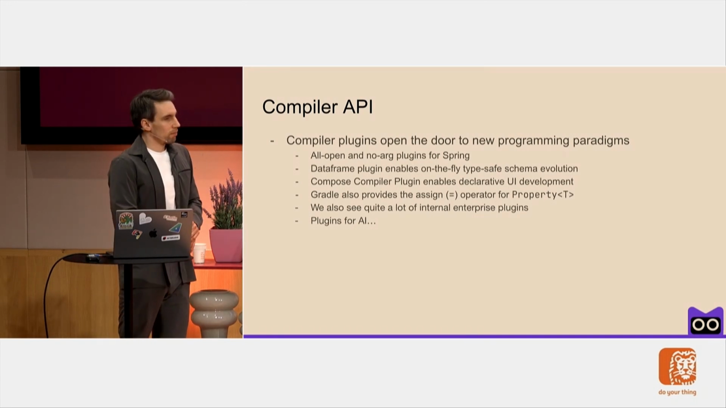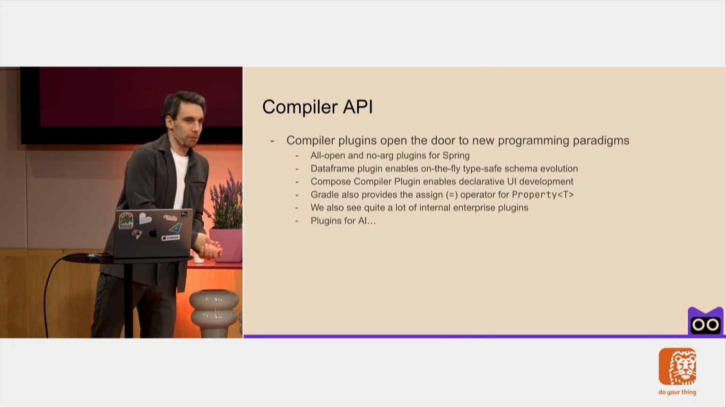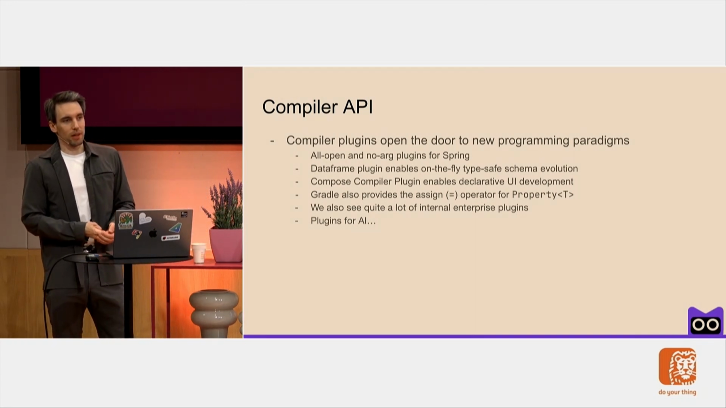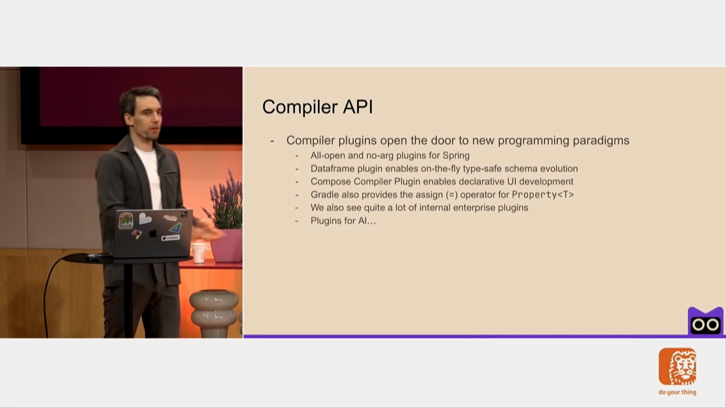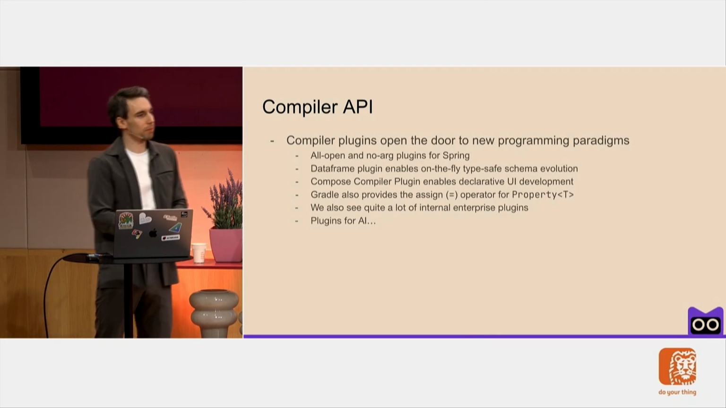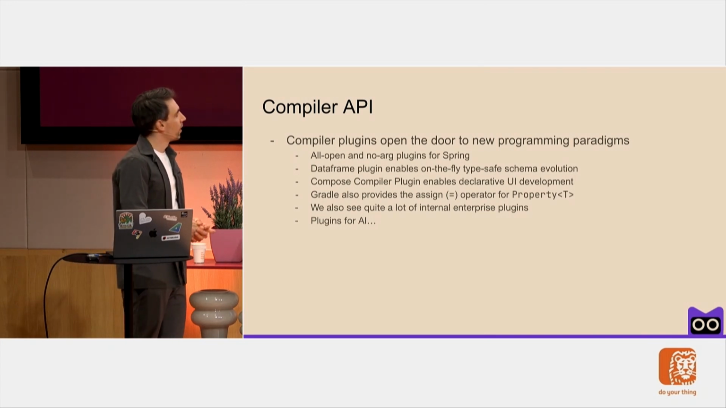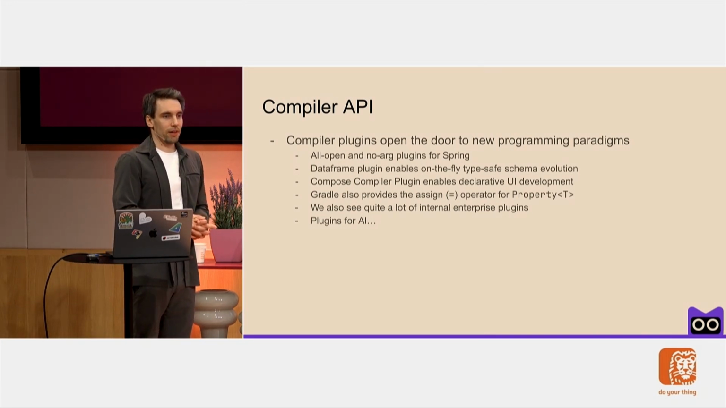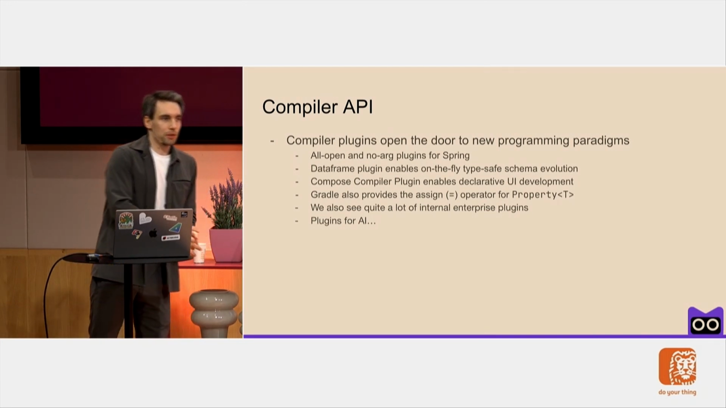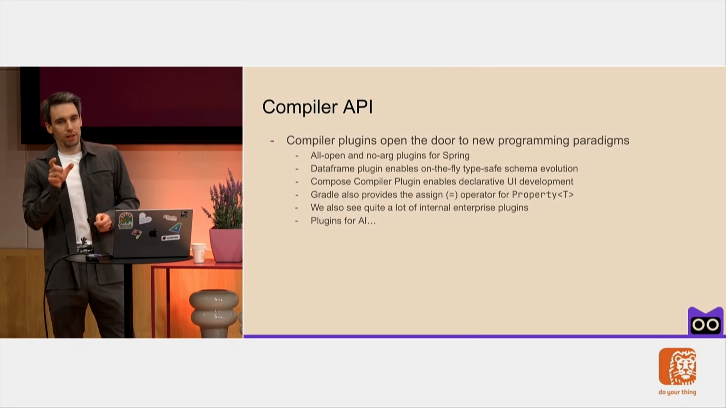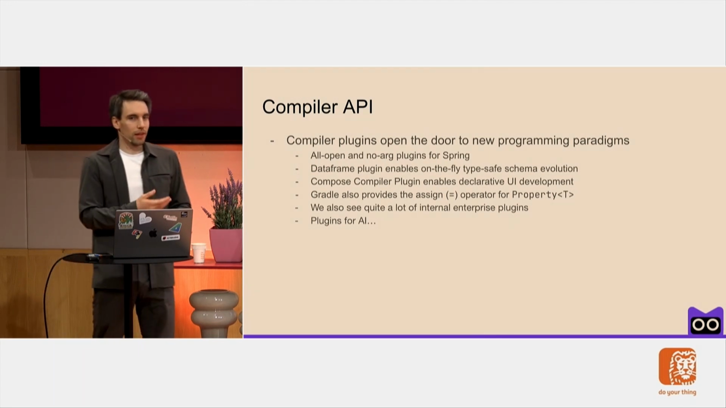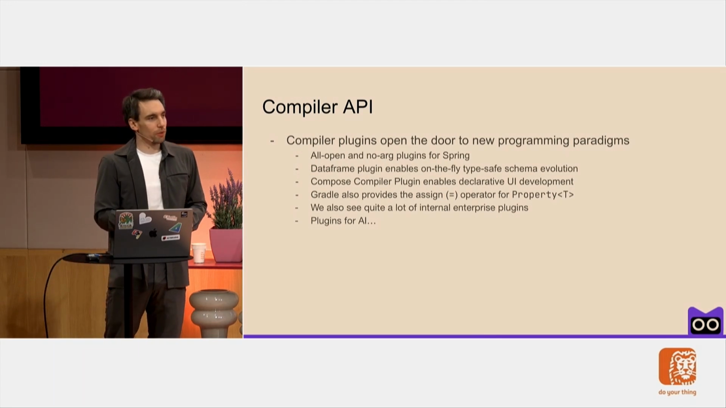Like for Android, we have the Compose compiler plugin, which is just a huge compiler plugin, but it's not in the language. It's close to it, but it allows us to enable declarative UI development. And we have a compiler plugin for Gradle, which is a small one, but it actually introduces nice improvements for quality of life.